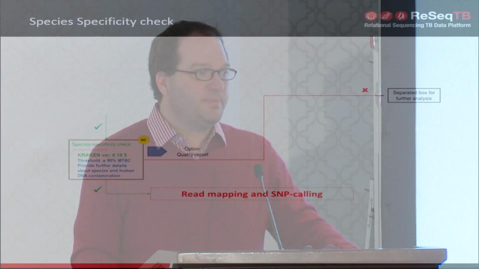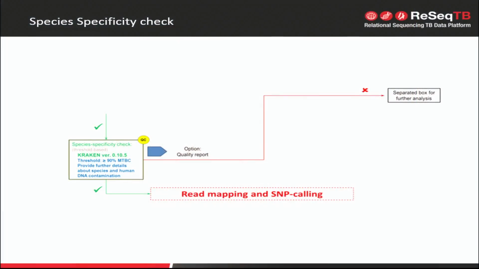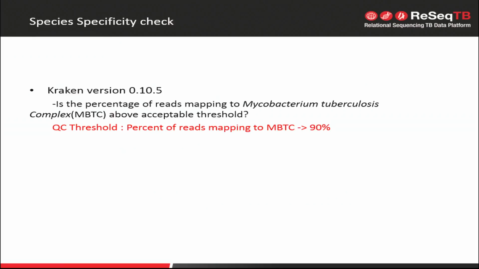After we do that, we know it's a FASTQ file and we've trimmed the data. The question now is, what did we actually sequence? We hope it's MTB complex, but again, contamination can be a problem. So we do a species specificity check, and to do this we use Kraken. Kraken was designed really to look at metagenomic data, but it's a really good tool to look at contamination within your sample. It uses what's called a k-mer approach.